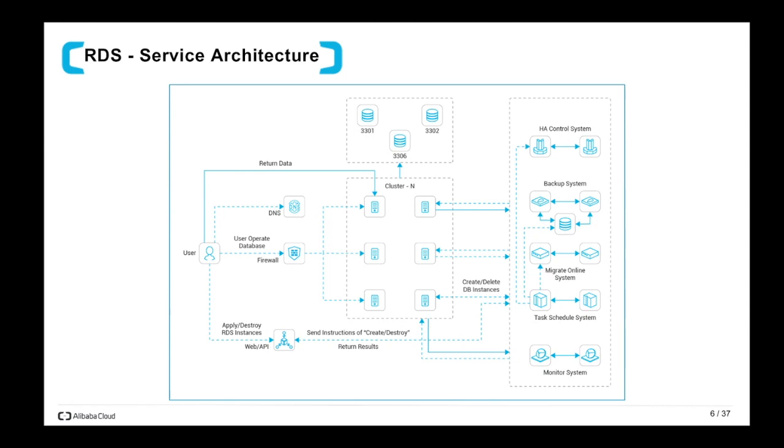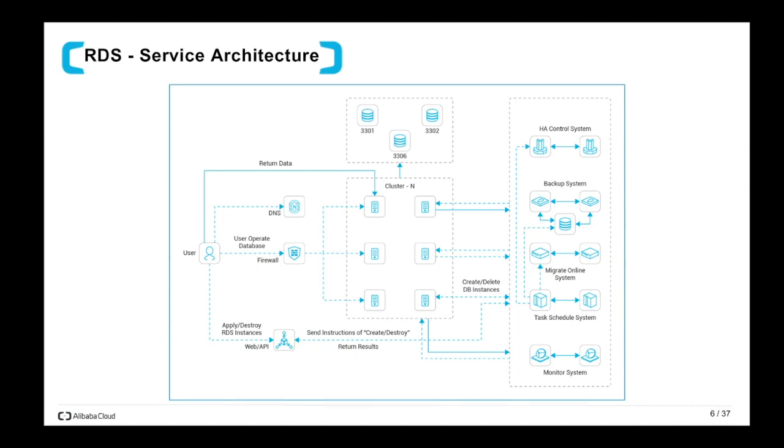The task schedule system is used to execute the instructions from users on the cluster. For example, if a user wants to create an RDS instance, the instruction will first go to the task schedule system, and the task schedule system will execute this instruction on the cluster. The migrate online system is used to migrate from another RDS instance or from your on-premise database system. The backup system is for the backup functions of RDS. It can support auto backup or manual backup. And the HA control system makes sure your RDS instance is always available.